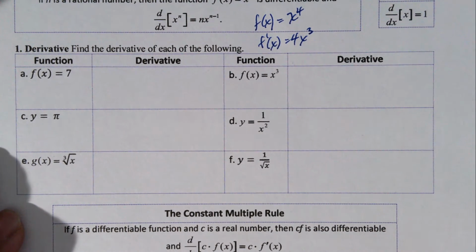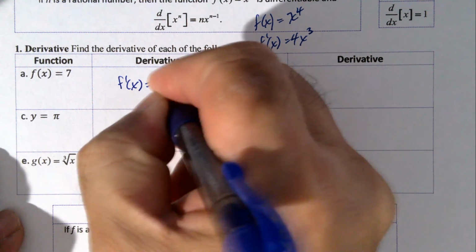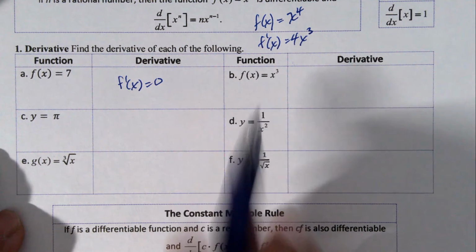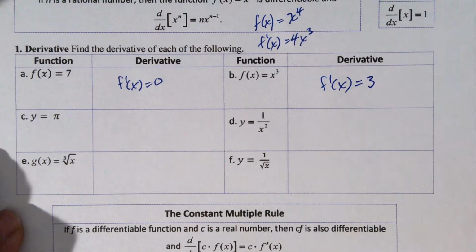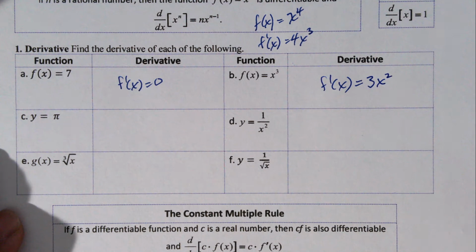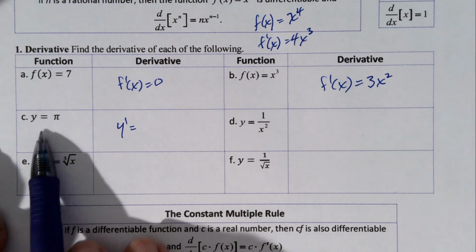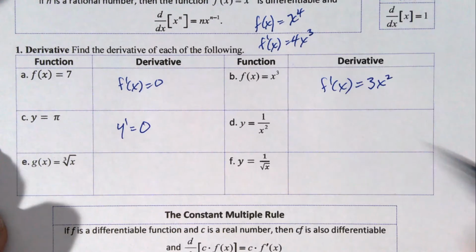Example A. If I take the derivative of 7, I get 0. The derivative of a constant is 0. Here's a straightforward power rule, x cubed. So when I take the derivative, I bring down the exponent, which is 3, and then subtract 1 from the exponent. 3 minus 1 makes 2. Here, derivative of y equals pi. Pi is a constant, so that's 0. Pi is not a variable.